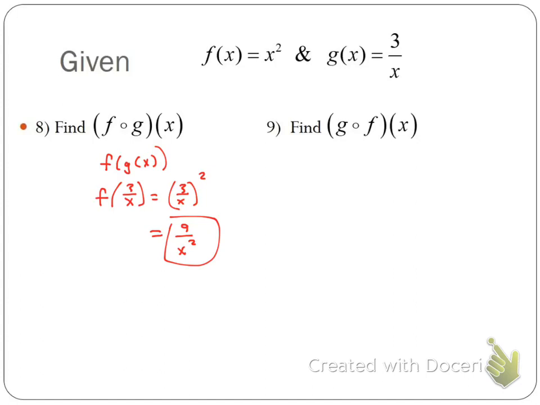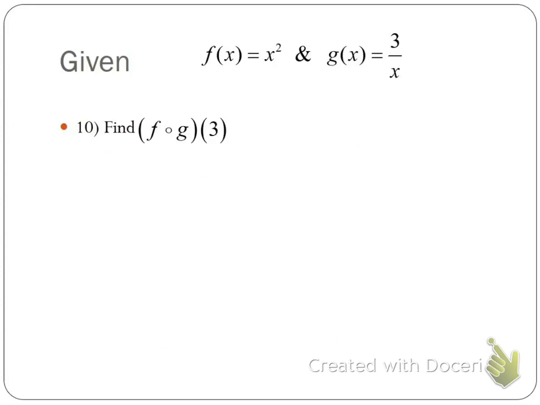Now you guys find g of f of x. You guys get 3 over x squared? We okay? Okay. Next.